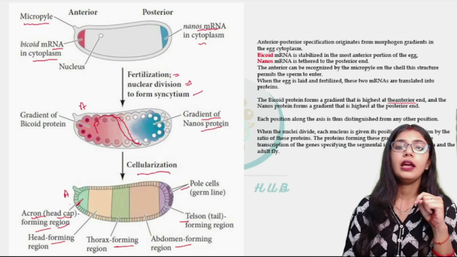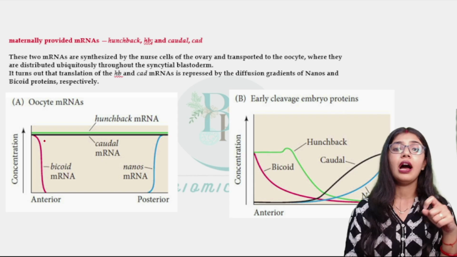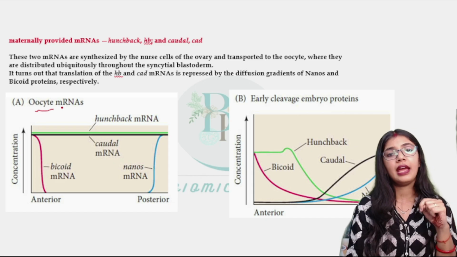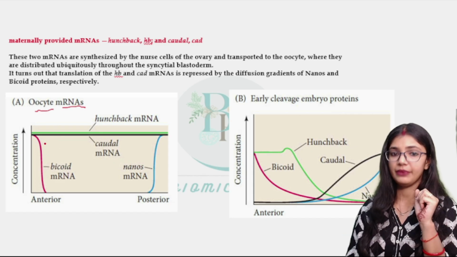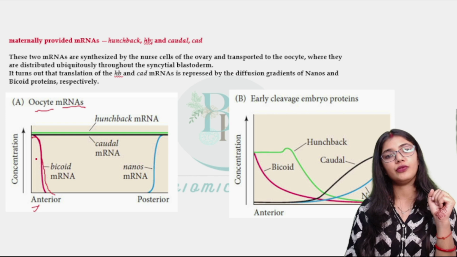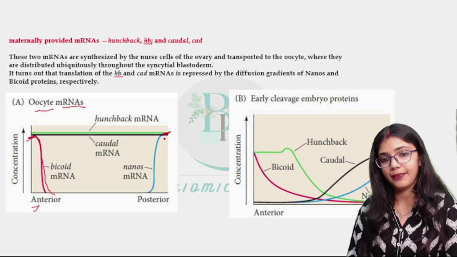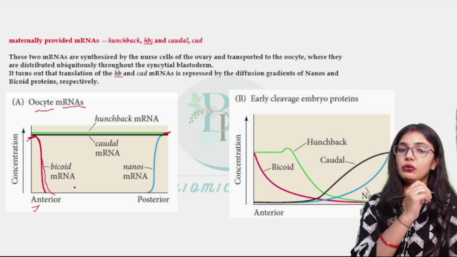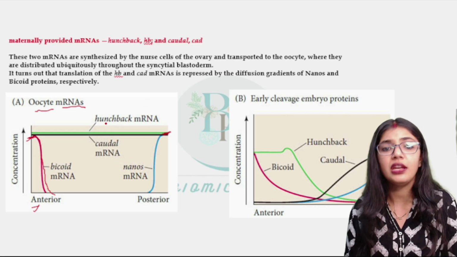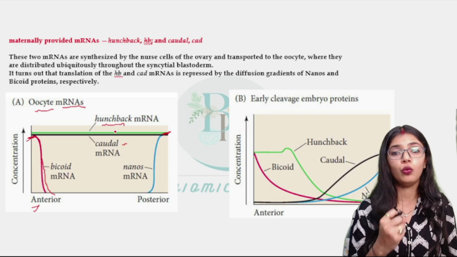Okay, now next we will see how, before fertilization and after fertilization, the bicoid mRNA and nanos mRNA are being regulated. We can see here that in the oocyte the mRNA is present. Near the anterior portion the bicoid mRNA is present, and with time it is reduced. It is high in the anterior region, and in the posterior region the nanos mRNA is high, and gradually it decreases towards the anterior region. There are two other mRNAs also present in the oocyte, known as hunchback and caudal. Before fertilization, these are present throughout the oocyte.